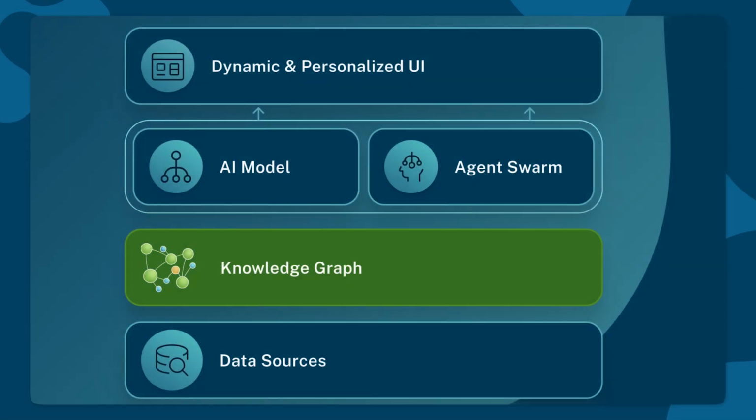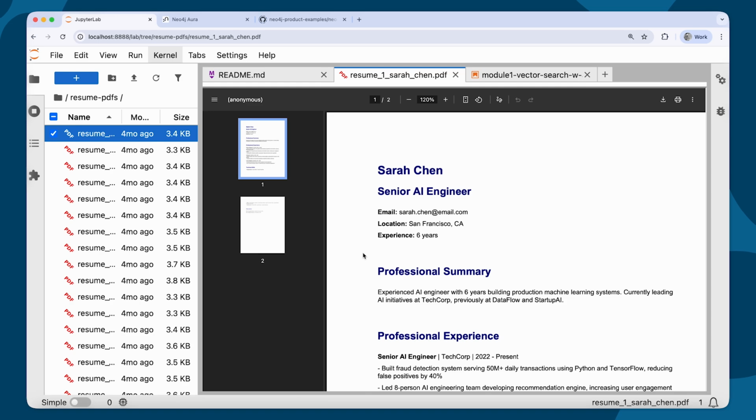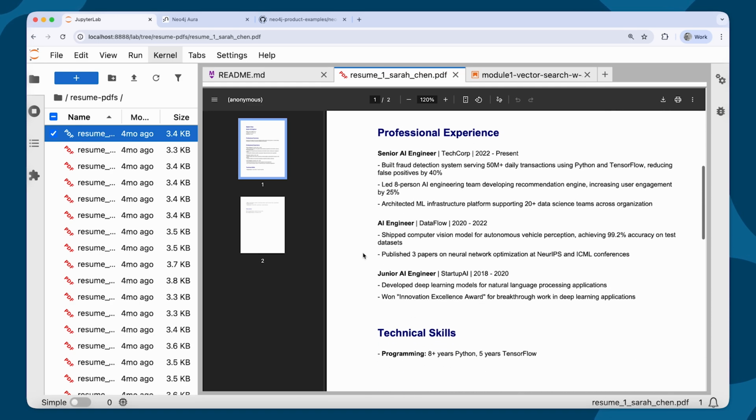Let's discuss how graphs help manage context to boost accuracy, improve explainability, and future-proof your AI systems. We will demonstrate this with an employee and talent agent that is responsible for assisting with skills analysis and talent search. For starters, we'll need to source resume data, which we currently have in PDF form.